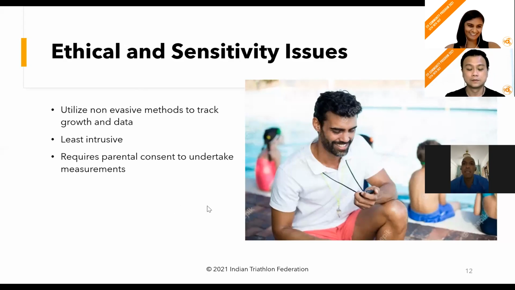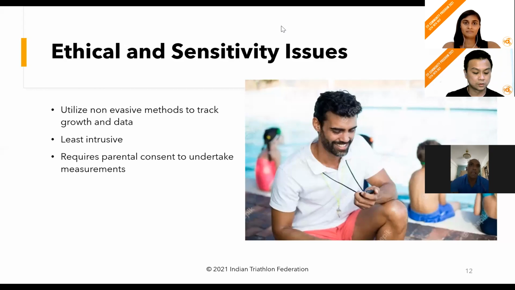It's a very simple skin fold test where there's a lot of pinching that happens, and it used to be one of the gold standards of measuring body fat. Just imagine someone pulling your skin, and try doing that to an 8 to 12-year-old. Obviously, they are not going to be comfortable with someone pulling and pinching them. So keep that in mind.